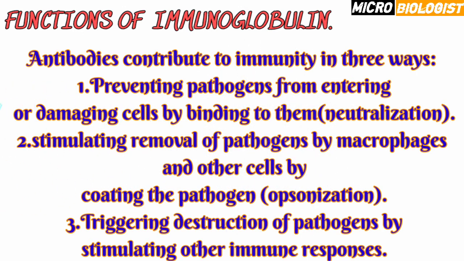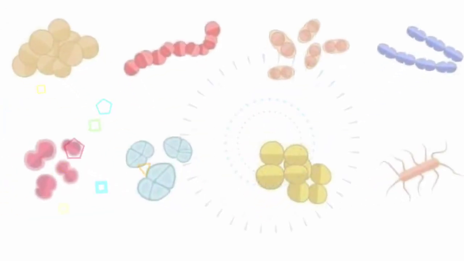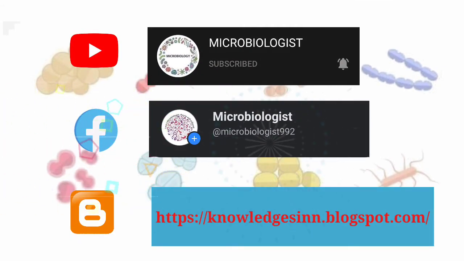These are the three main functions of the immunoglobulins, and if we look at other functions, they act as a critical part of the immune response by specifically recognizing and binding to particular antigens such as bacteria or viruses and aiding in their destruction. This was a brief intro about immunoglobulins, their types, structure and functions that we discussed today.